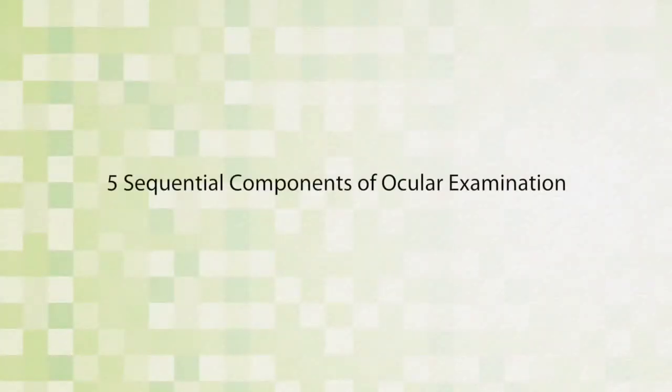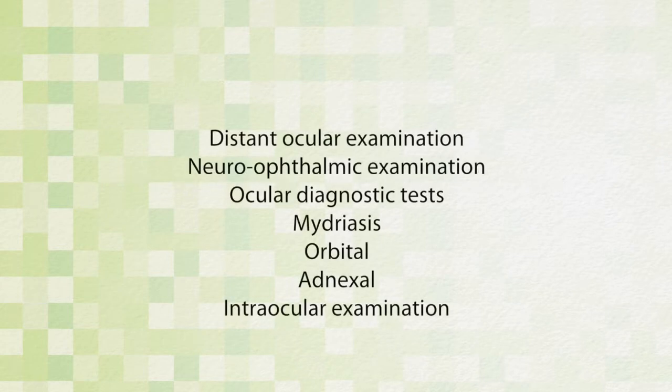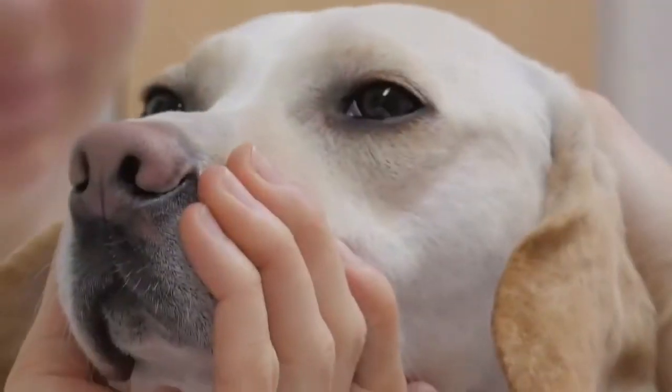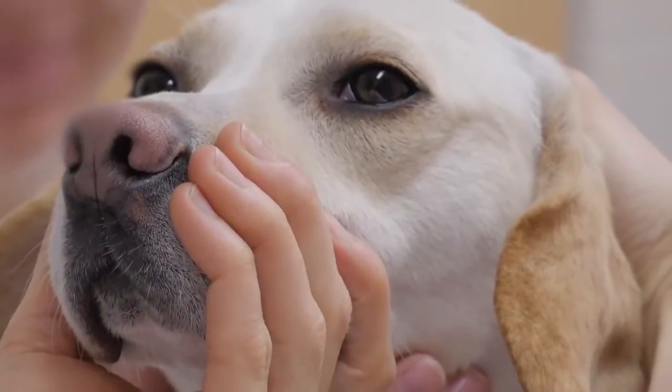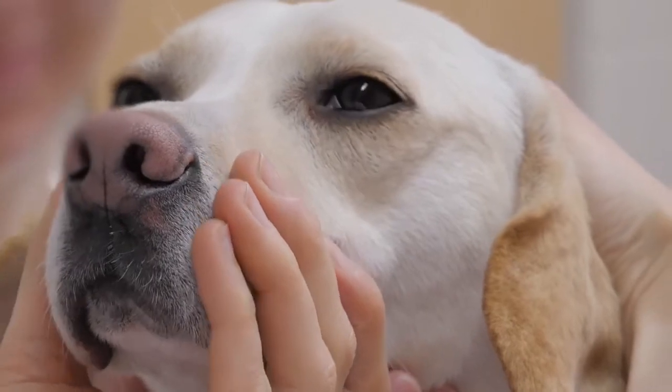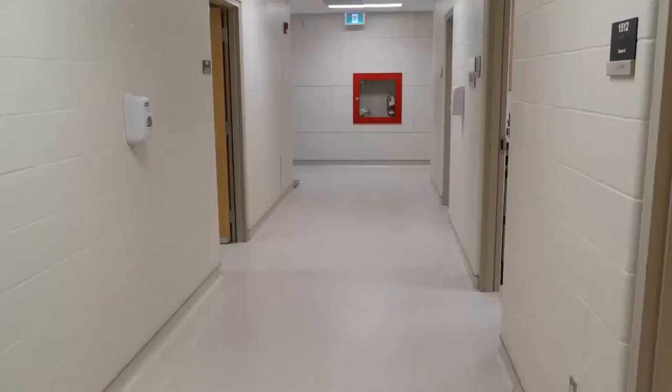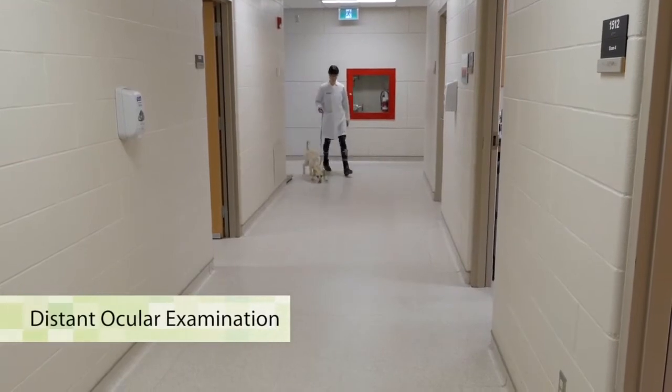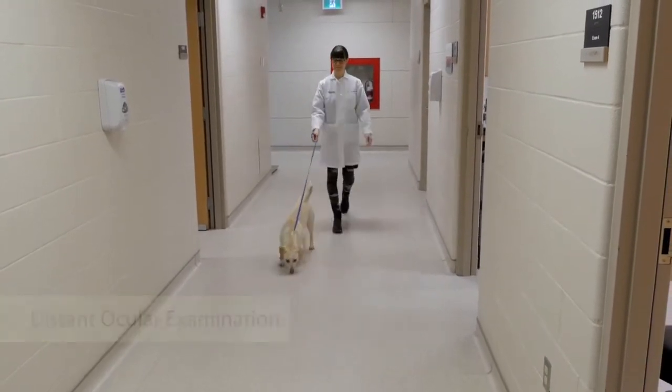The ophthalmic examination may be divided and organized into 5 components, and these should be completed in sequential order. These are the distant ocular examination, the neuroophthalmic examination, ocular diagnostic tests, mydriasis, and orbital, adnexal, and intraocular examination. It is essential that both eyes be examined for a complete ophthalmic examination, not just the eye that appears to have a problem. The first component of the ocular examination is the distant ocular examination.